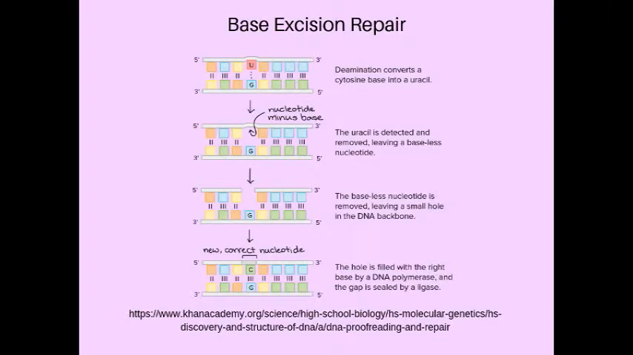There are two more repair systems. One of them is base excision repair. In this repair system, a mutant base is recognized and excised out of the DNA. DNA polymerase then fills the single nucleotide gap, and it is then sealed by DNA ligase.